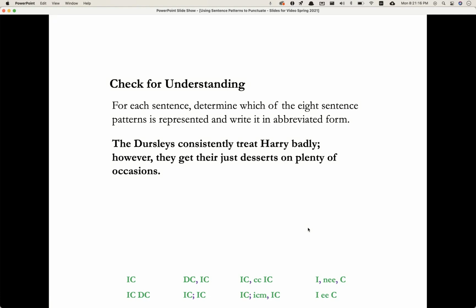Here, the Dursleys consistently treat Harry badly. However, they get their just desserts on plenty of occasions. 10 seconds, choose the right pattern. If you're in the Edpuzzle version, you'll have a multiple choice question coming up here. If you're not, you can just do it on scratch paper.